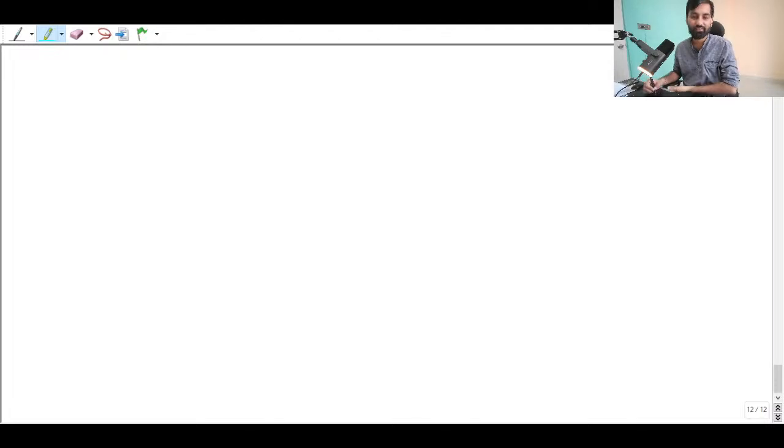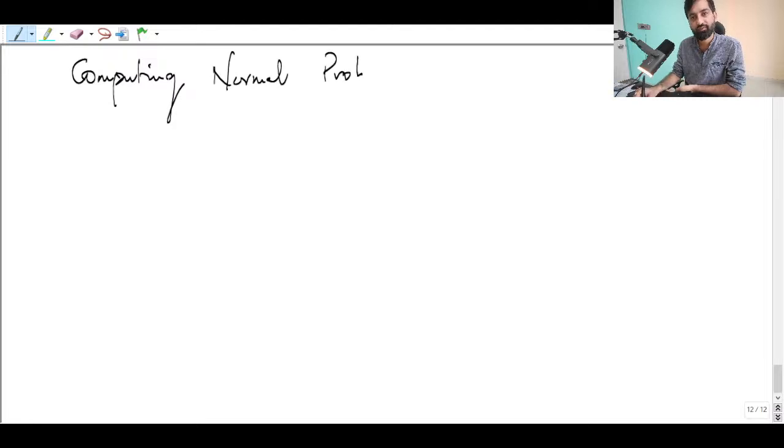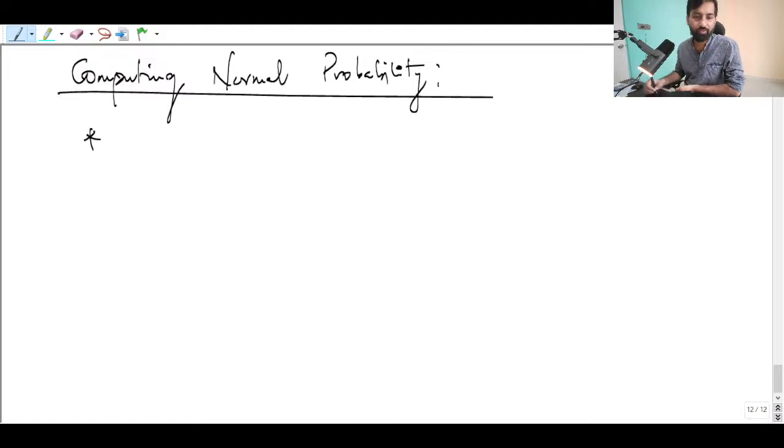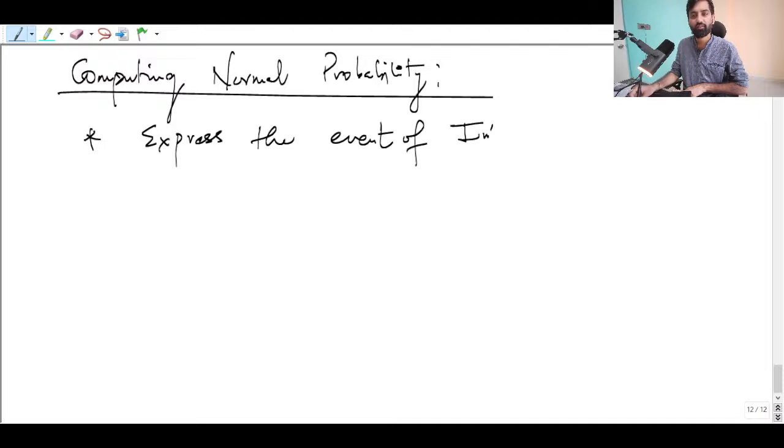If I ask you about computing normal probabilities, what is the first step? You have to express the event of interest in terms of the standard normal. That is the first step. Express the event of interest in terms of the standard normal.